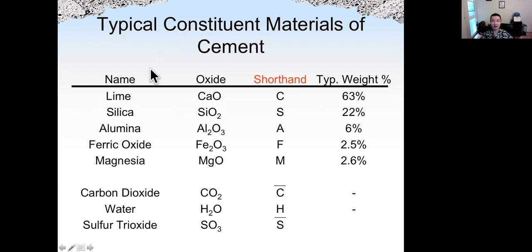From last time we learned there are different types of oxides, also called constituent materials in molten Portland cement. So we have C for lime, F for ferric oxide, S for silica, and A for alumina. These are the four major ones. We also have the shorthand for some minor chemicals like magnesium, carbon dioxide, and water.